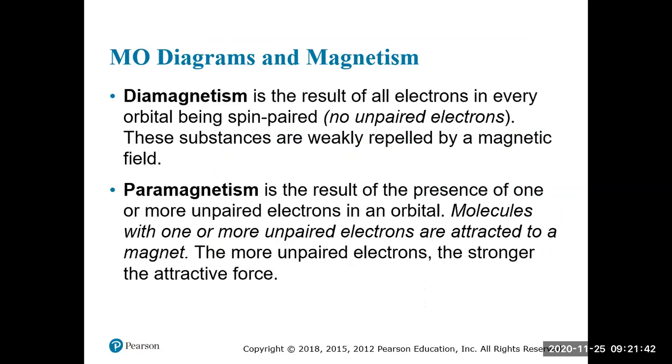When we look at the molecular orbital diagrams, we look to see if there are any unpaired electrons or not. Whether there are or not introduces some terms called diamagnetism and paramagnetism. Diamagnetism is what we call it when all the electrons in every orbital are spin paired, in other words, no unpaired electrons.